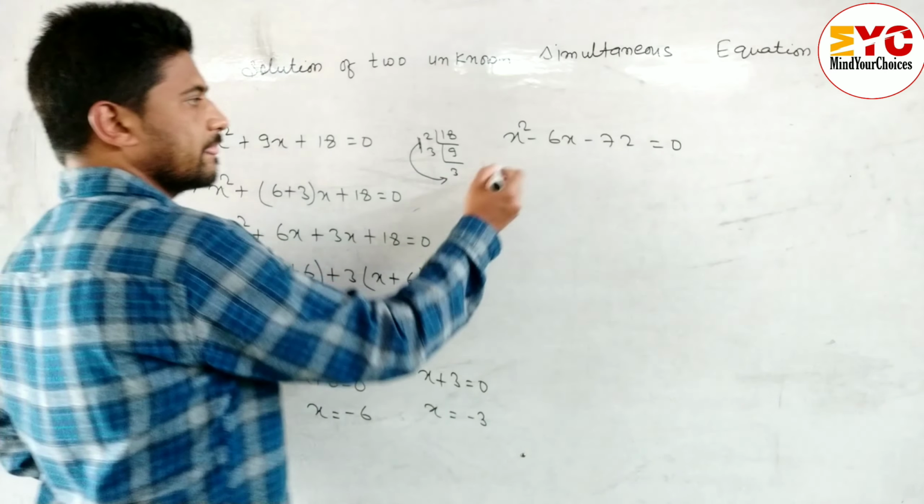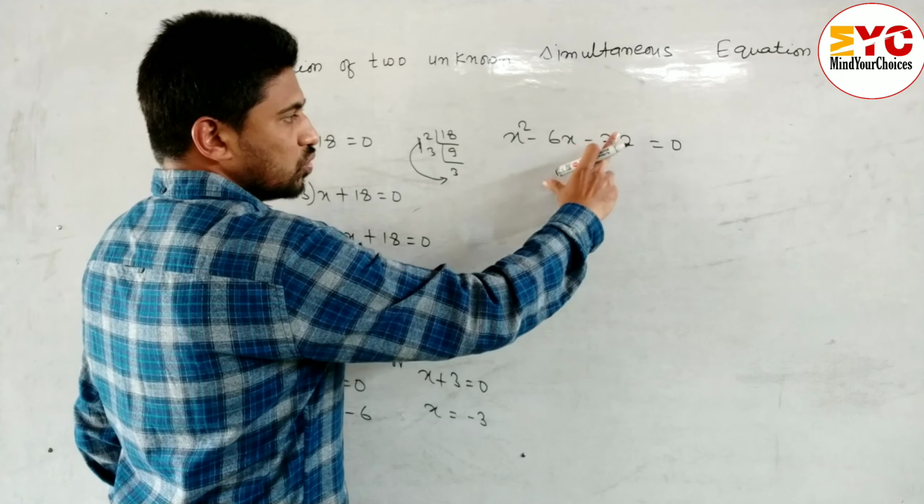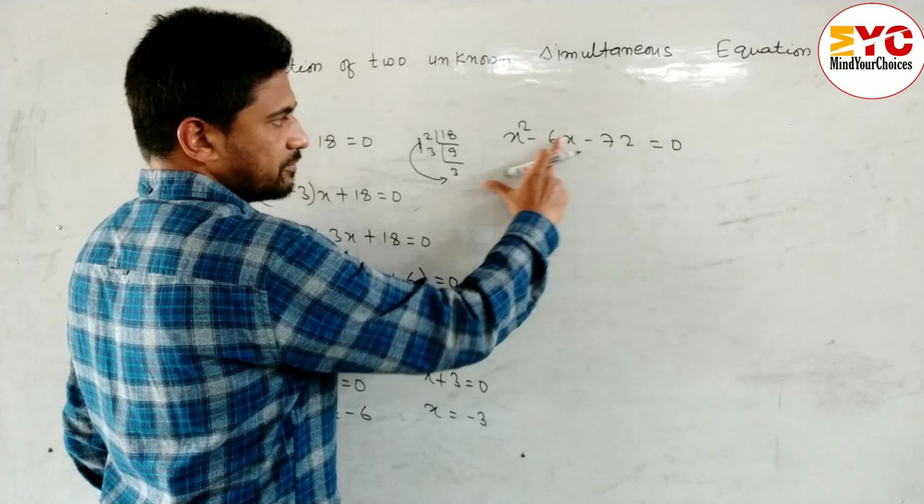This one. Here we have to find two numbers whose multiplication is 72 and subtraction is 6.